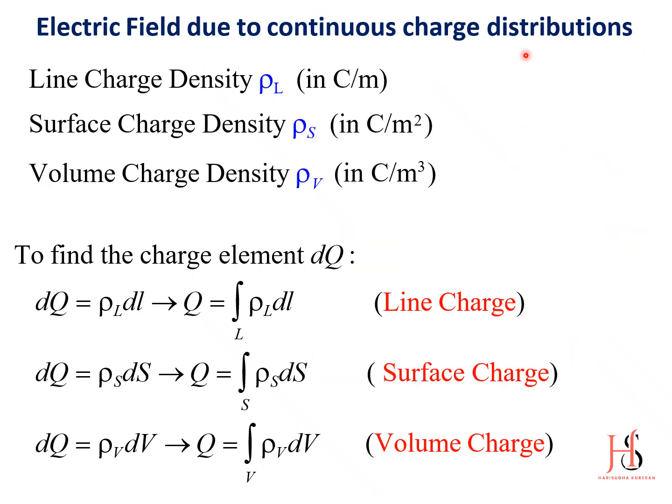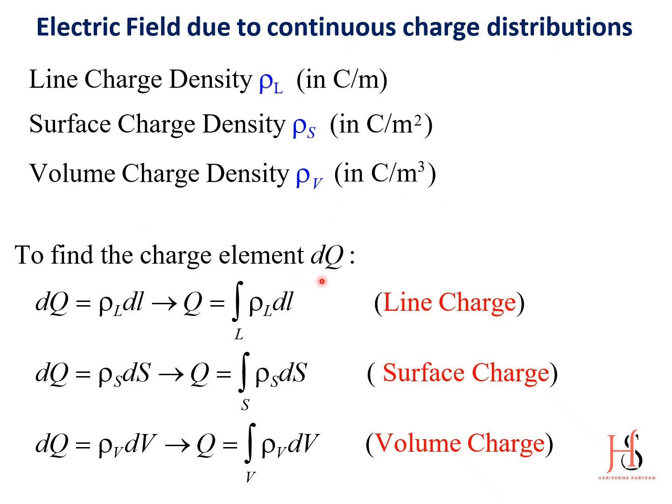Now, for the electric field due to continuous charge distribution, the line charge density is represented by rho L, and it is expressed in coulomb per meter. Similarly, the surface charge density is represented by rho S, with the suffix S, and it is measured in coulombs per meter square. Similarly, the volume charge density is represented as rho v, and it is measured in coulomb per meter cube.